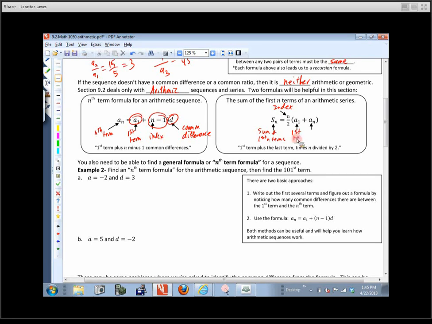It's the first term. Now, if we're adding up the first n terms, the last term is the nth term. That's this guy right here. That is the nth term. This is the last term. So if you take a good look at this, if you want to add these up, you take the first term, you take the last term, and you multiply it by the number of terms we're adding up divided by 2.